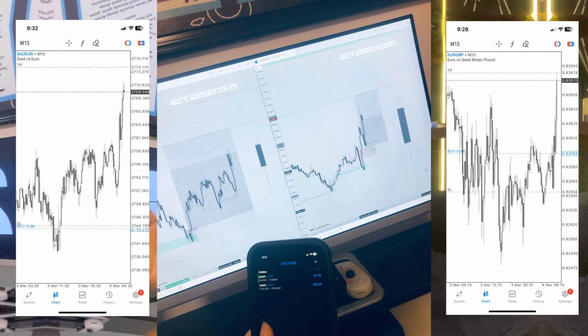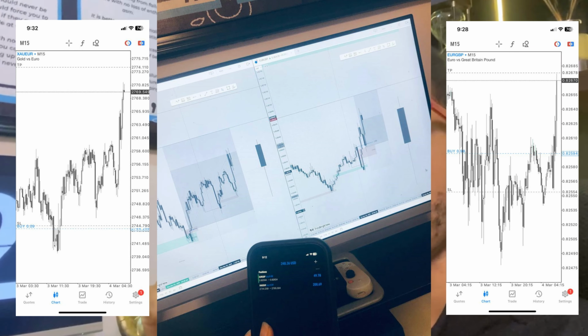Usually I trade EUR/GBP or sometimes EUR/USD, but today I traded gold EUR and surprisingly it gave me about $250 to $300 profit. And I want to show you guys that it doesn't actually matter the asset class you're trading. If you have a proven and working system, it should be able to deliver good trades for you on all asset classes.